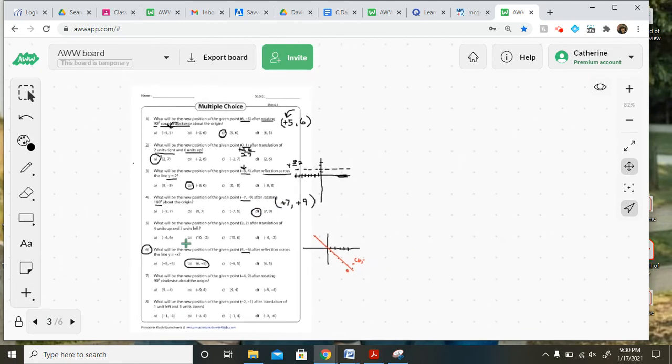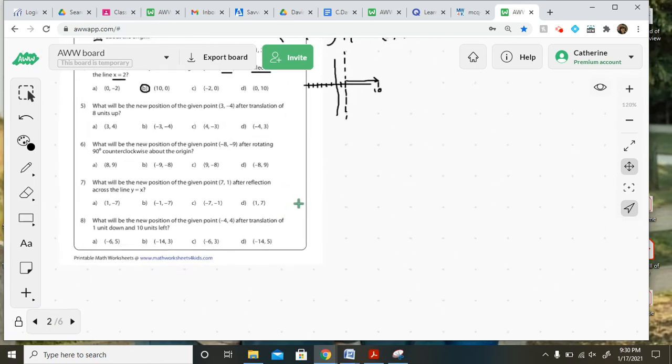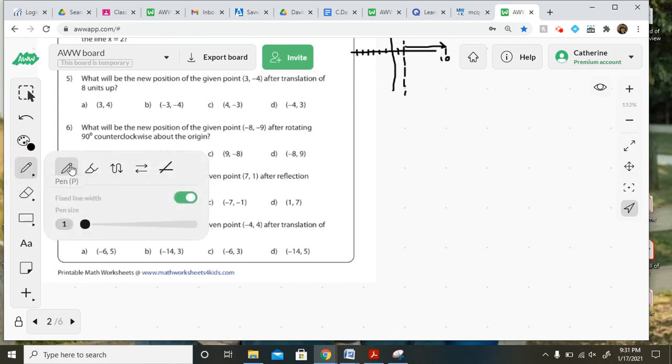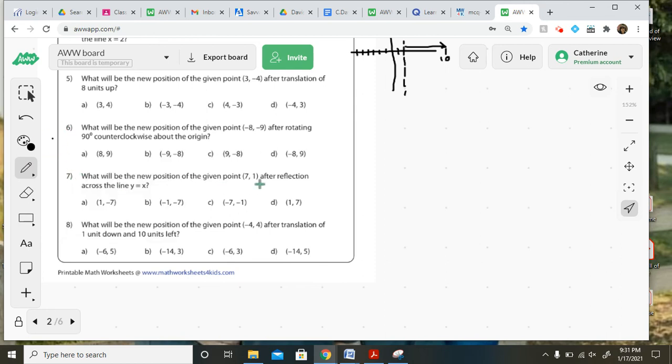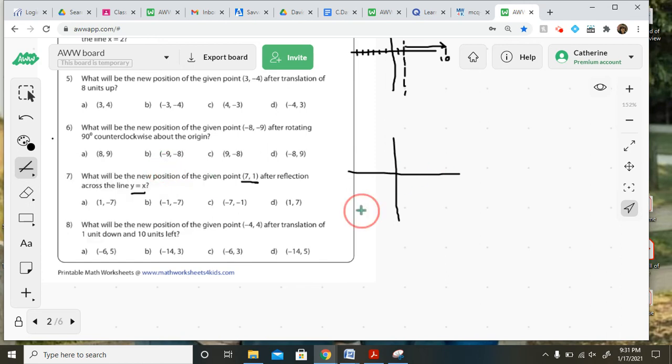Okay, so I'm going to minimize this, take us back, and I do want to go ahead and check and make sure there's nothing else that I want to leave for you. Number 7, I am going to go ahead and draw number 7 for you. It's 7, 1 across the line y is equal to x. Remember, that's the slope of 1. This is what they're talking about. If you have a slope of 1, it rises 1, runs 1, and it kind of looks exactly like that.